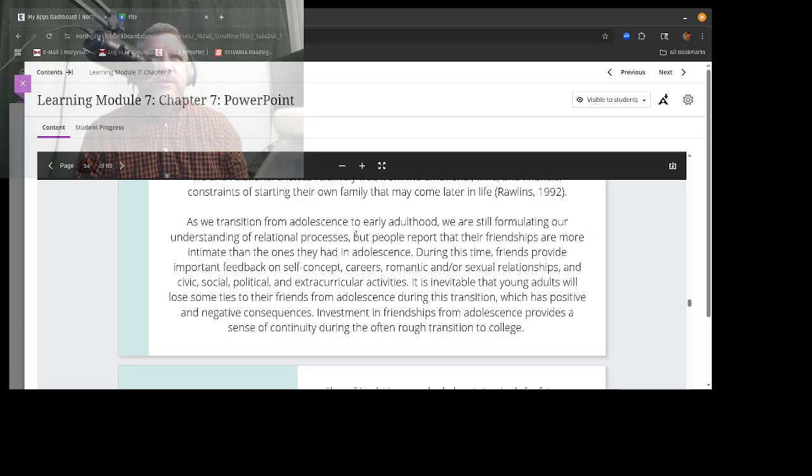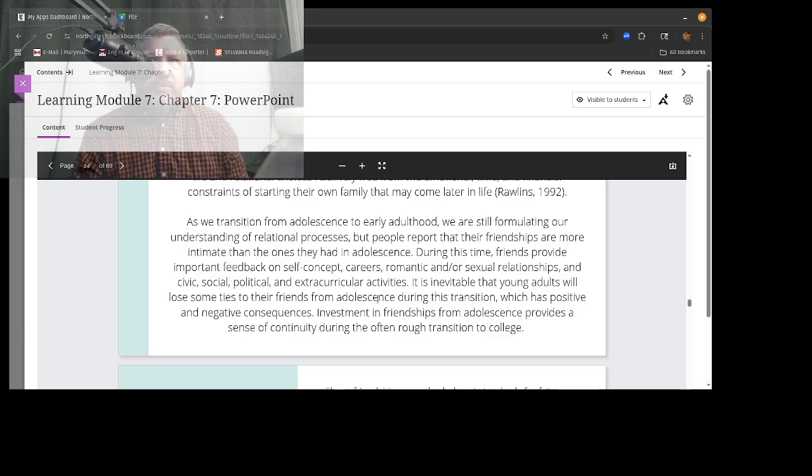As we transition from adolescence to early adulthood, we're still formulating our understanding of the relational process. But people report that their friendships are more intimate than the ones they had in adolescence, and that's normal. During this time, friends provide more feedback on the self-concept. We talk about careers. We start our careers. Romantic and sexual relationships happen, as well as our civic, social, and political sections of our lives start to take hold, and we start changing our extracurricular activities.